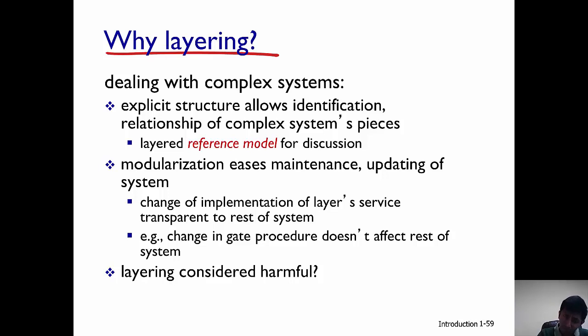But then there are some issues with layering as well, and we'll not get into that in a lot of detail in our lecture. Now, one of the major things is there's a loss of flexibility. It's both good and bad, but loss of flexibility is one of the issues with layering.